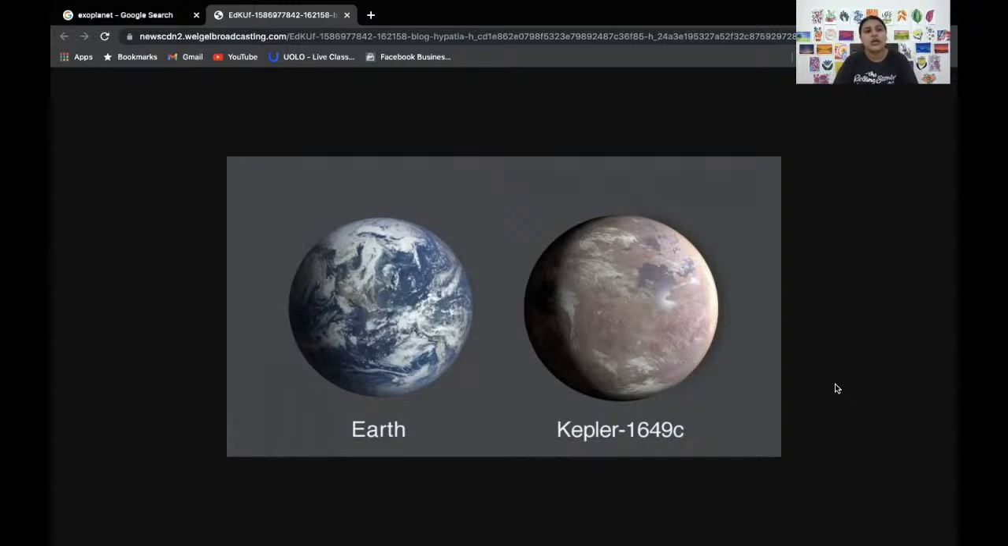So our eight is not the only eight that exists. There are so many systems, so many suns, so many systems around them, orbits that exist, and planets that exist out there. So everything outside the solar system is basically called an exoplanet.